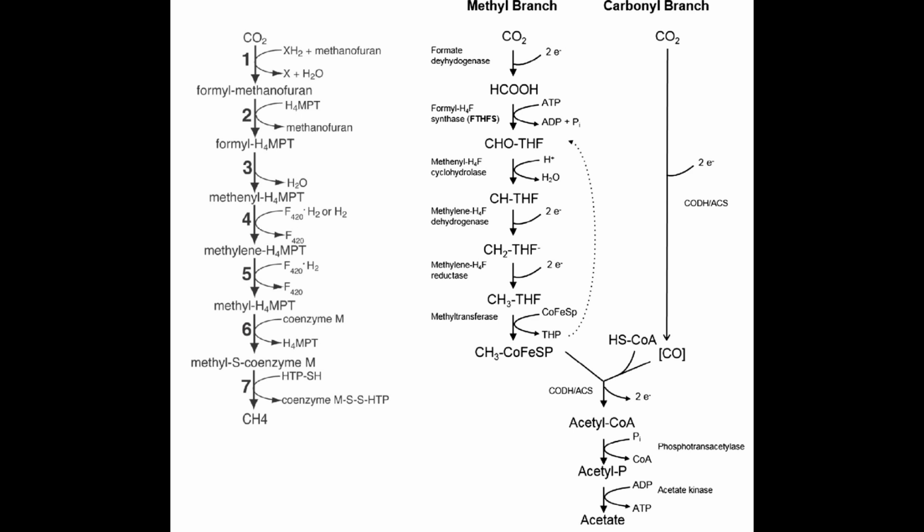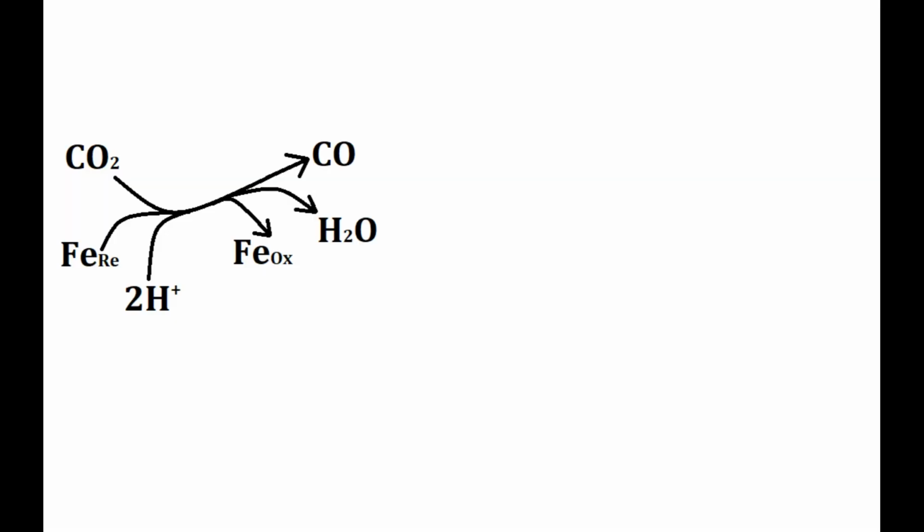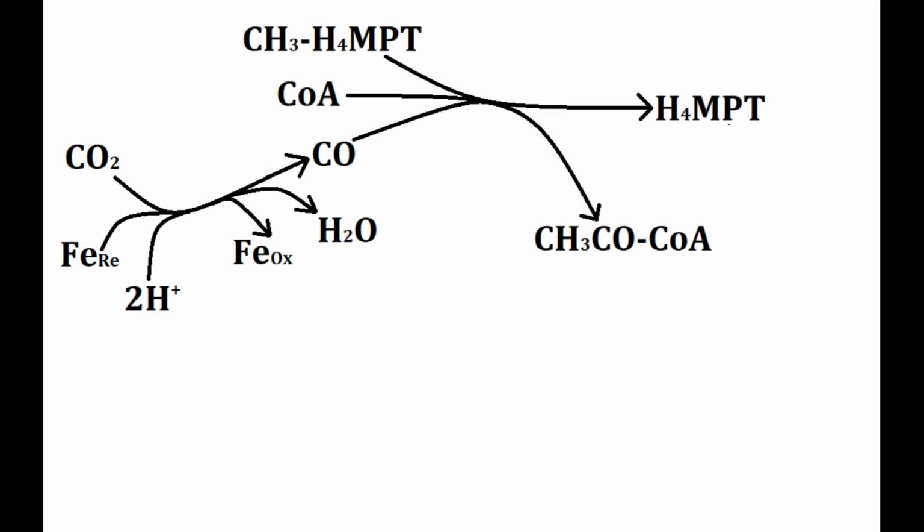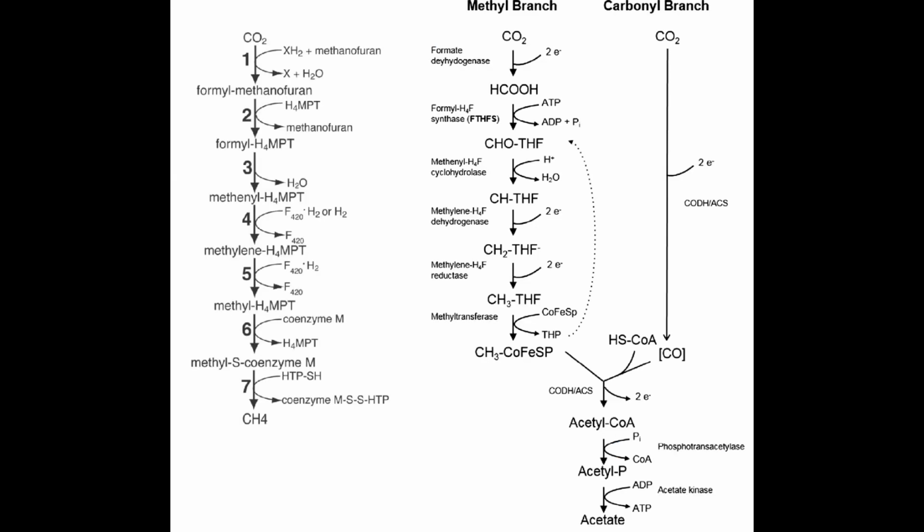Here, we come to another bifurcation point. Carbon monoxide dehydrogenase acetyl-CoA synthase can reduce carbon dioxide to carbon monoxide, which will then be reacted with the methyl H4-MPT and coenzyme A, forming acetyl-CoA, which is then fed into biosynthesis pathways, while the H4-MPT is released. If not, the carbon will continue to be reduced to power the organism's energy metabolism.